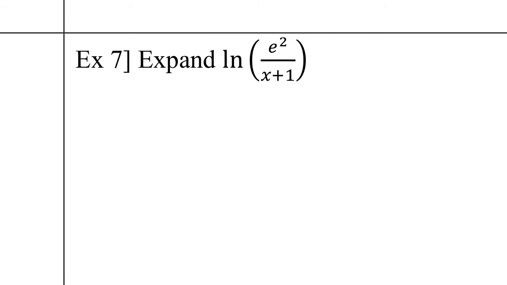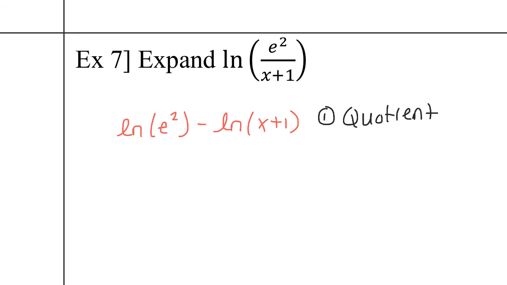Example 7. Expand natural log of e squared over x plus 1. So I do see division this time, so we're going to have to use our division property first. So it's going to be the natural log of e squared, which is the numerator, minus the natural log of x plus 1, which is the denominator. So this was the quotient.